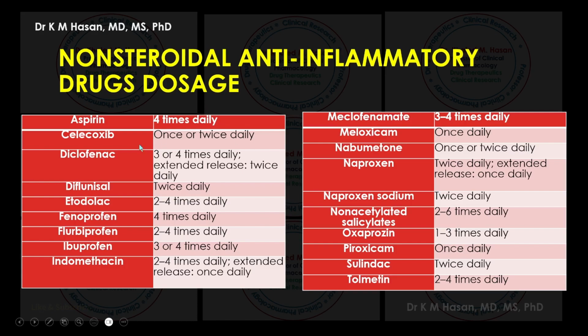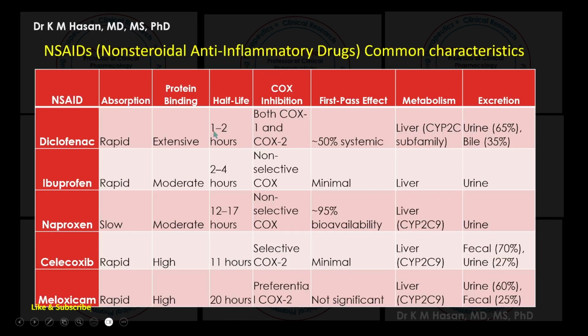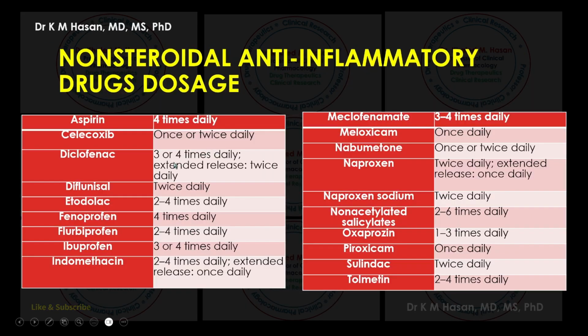For example, celecoxib once or twice daily, diclofenac 3 to 4 times daily. Because if you go back, diclofenac's half-life is 1 to 2 hours, so we need to prescribe it very often to the patient. Meloxicam has a long half-life, once daily. Naproxen twice daily. If you have extended-release naproxen, we can prescribe it once daily. Ibuprofen is similar to diclofenac, 3 to 4 times daily.